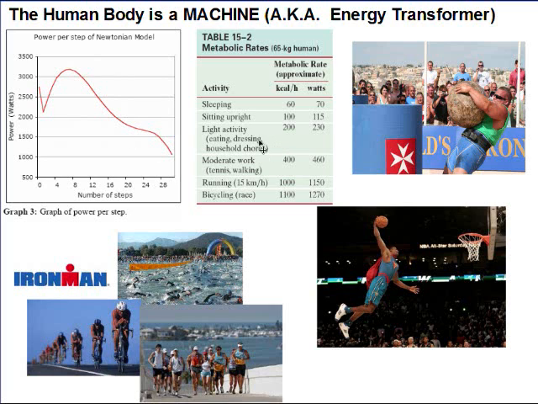You, as just a living being, generate power just by doing various activities. While you're sleeping, you're burning energy at a rate of about 70 watts. While you're sitting upright, about 115. Light activity, 230 watts. Moderate work, running and bicycling. So you're burning energy at various rates throughout the day.